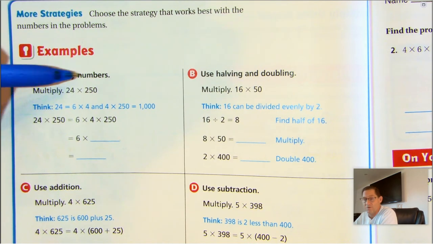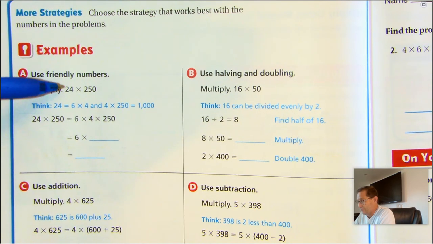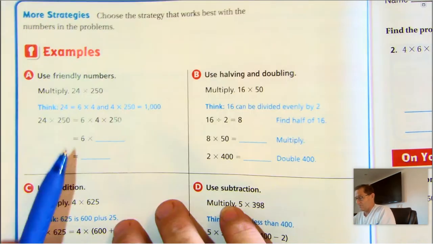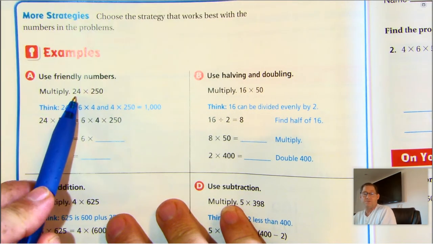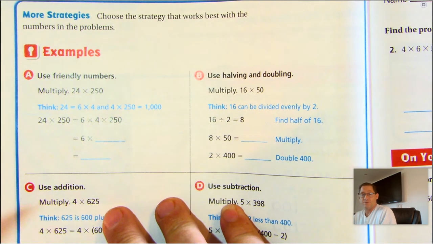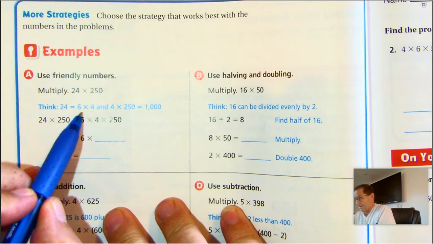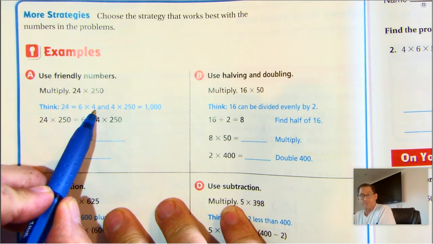I'm learning how to multiply by 1 digit. What are we doing with this 24? What am I supposed to do with that? Well, let's think of 24. What 2 numbers multiplied together give us 24? And so we're making the 24 more friendly by breaking it into 6 times 4.